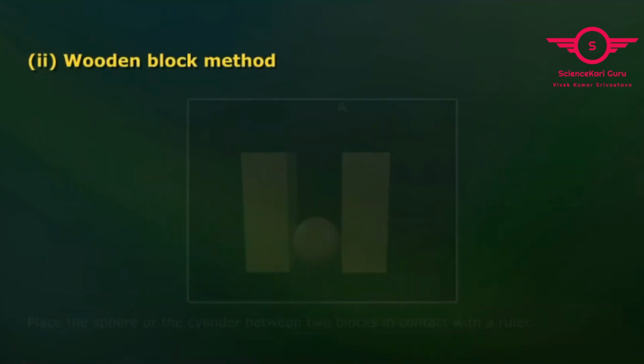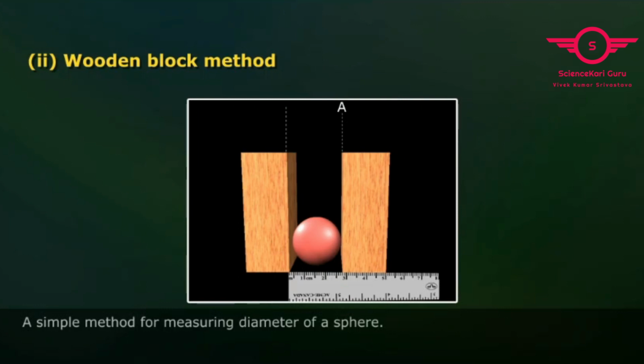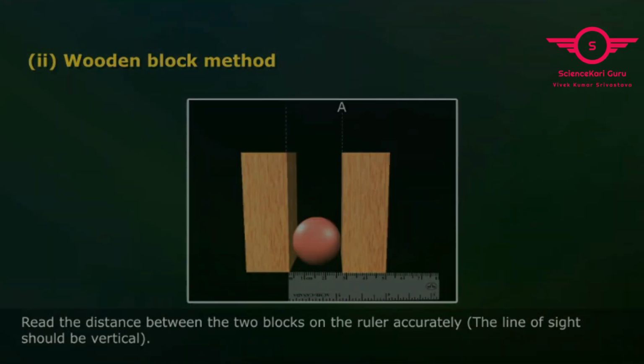Wooden block method. Place the sphere or the cylinder between two blocks in contact with a ruler as shown in figure below: a simple method for measuring diameter of a sphere. Read the distance between the two blocks on the ruler accurately. The line of sight should be vertical.